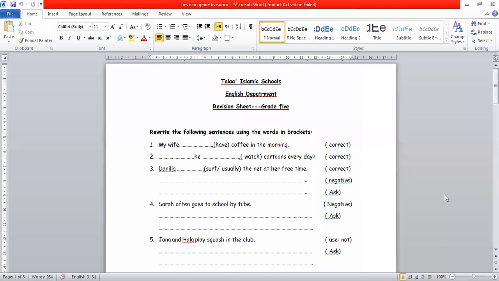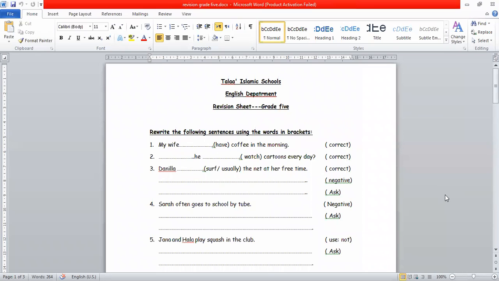Okay, the second usage is to talk about facts. Do you know what we mean by facts? Facts means something that is stable and will never change. For example, the sun rises from the east. So this is a fact. Or for example, the earth rotates around itself. So this is a fact.